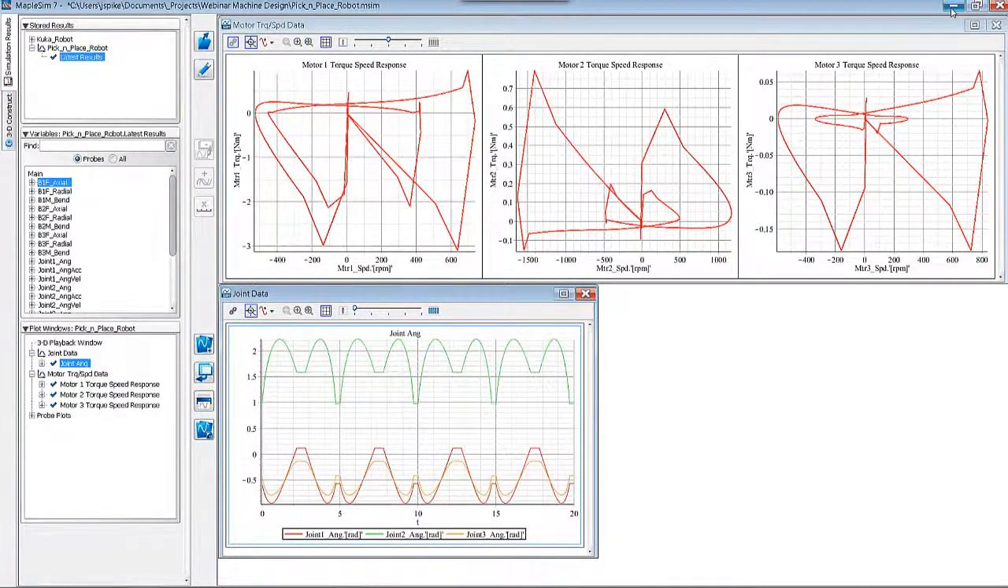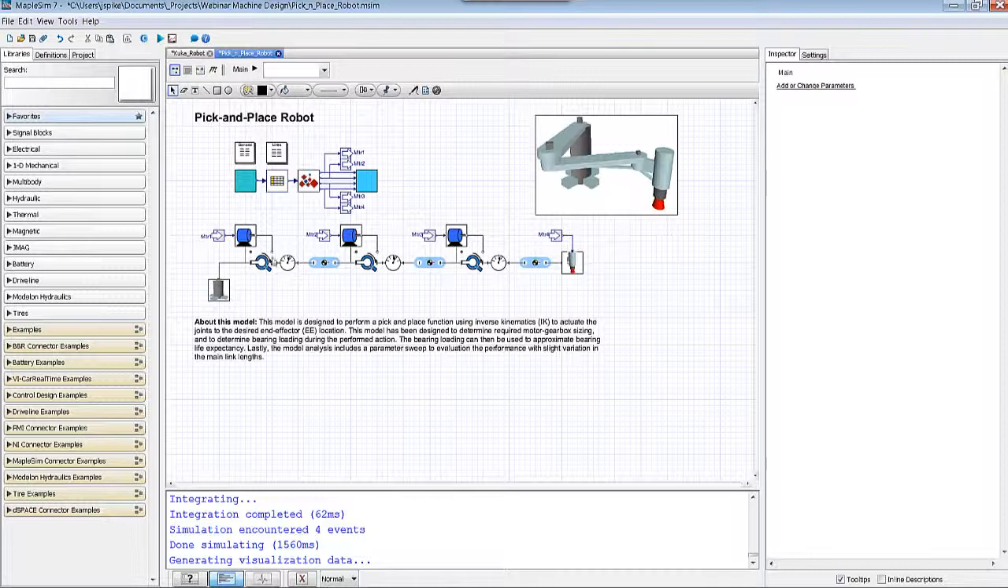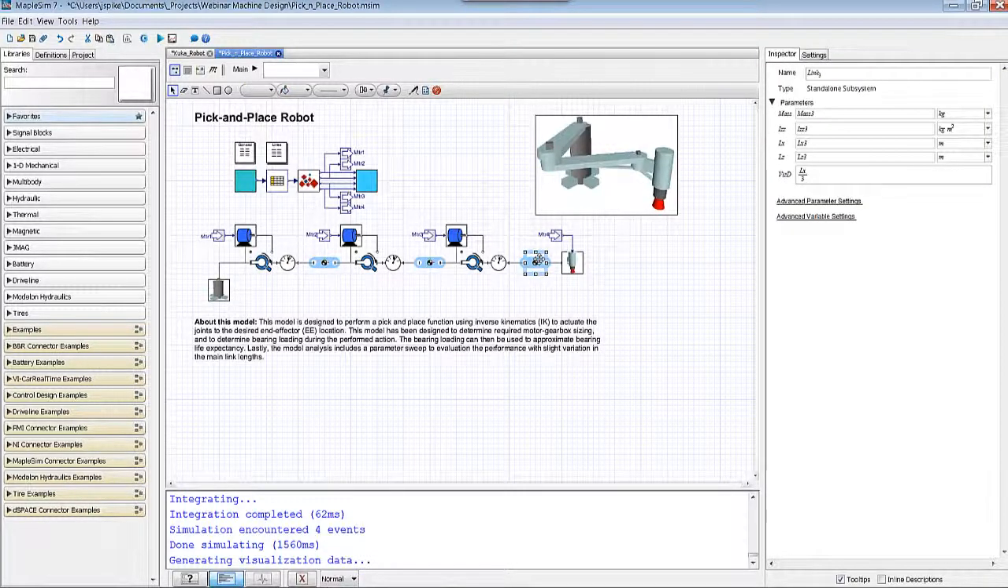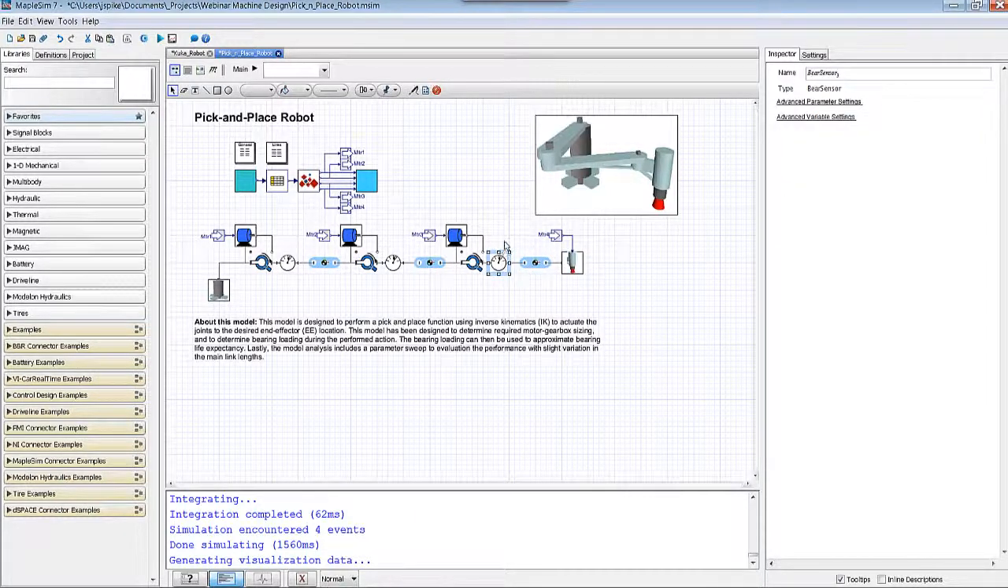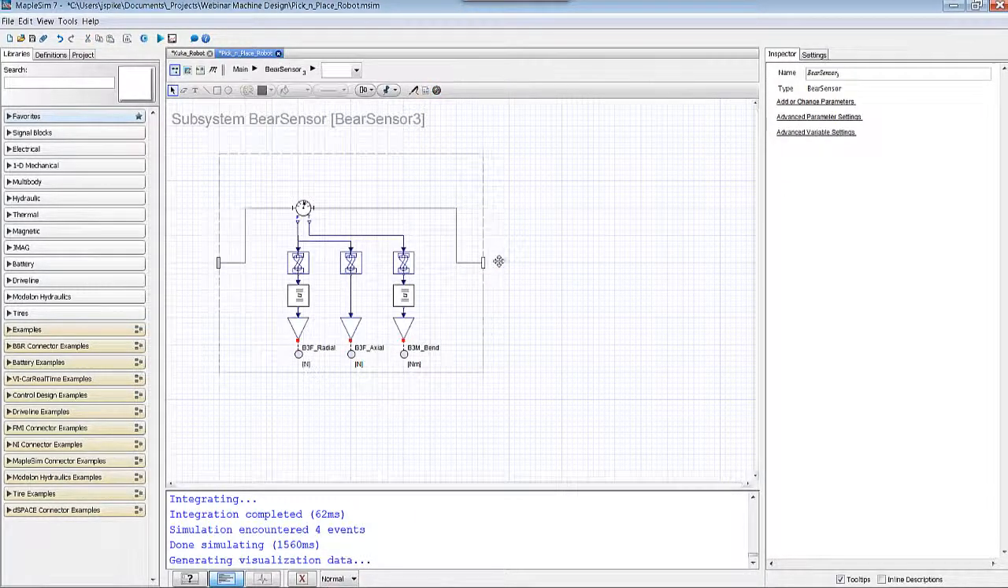Going back to the MapleSim model, we can see that the general construct is here, where we have the link structures. We have a sensor component. This sensor component allows us to obtain force information as well as torque information that can be later used to determine radial force, axial force, and bending moment at a bearing.